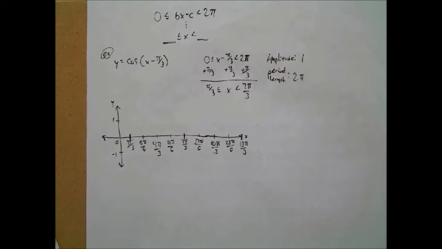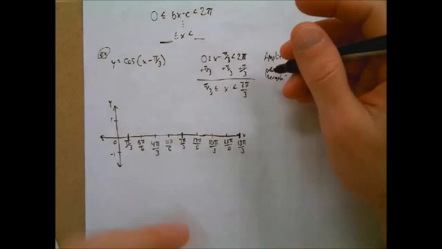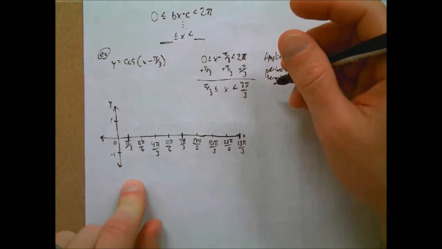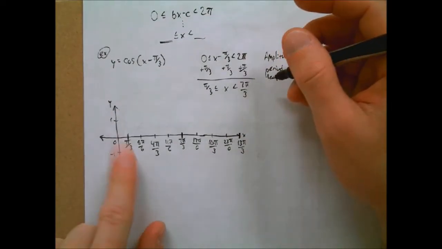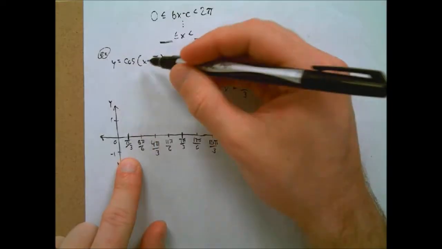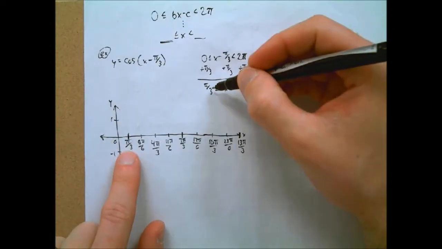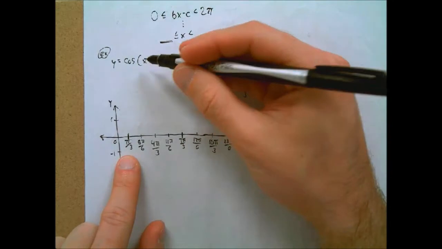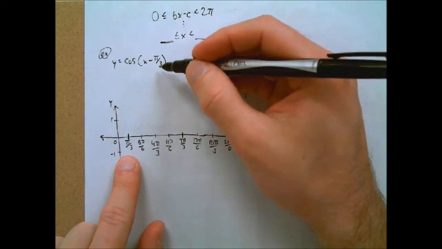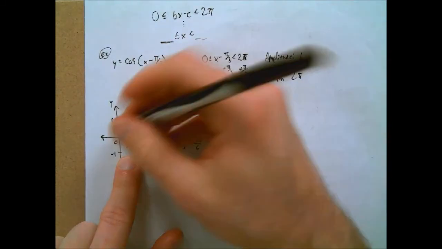Now, we're going to start graphing here. What you could do, if you're unsure about things, is start with pi over 3 and plug pi over 3 in here. Start with the number that our new period starts with. Pi over 3 minus pi over 3 is 0. What's cosine of 0? 1. So we have 1.